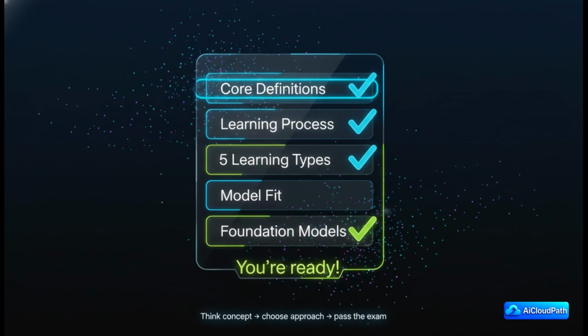And that's a wrap. Our cram session is done. Let's just quickly check our notes. Core definitions? Check. Training versus inference? Check. The 5 learning types? Double check. Getting the fit right and avoiding overfitting? Nailed it. And foundation models? Absolutely. We've covered all the essentials.